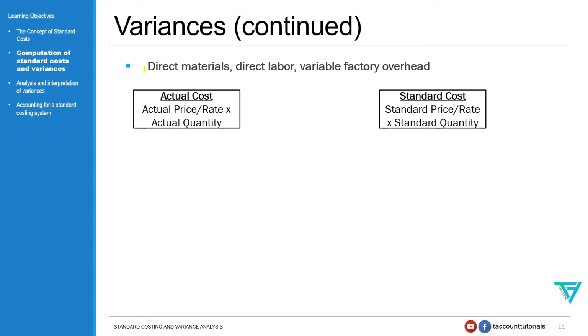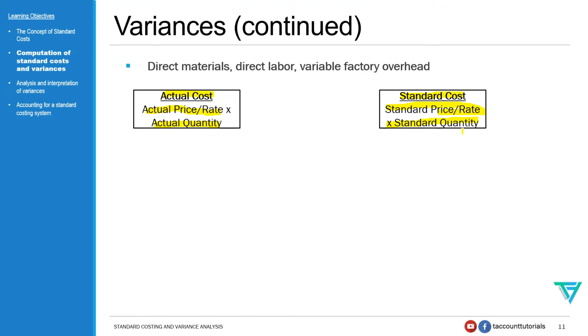So for the first group of variances, we can plot here on the left side actual cost, which is computed as actual price or rate multiplied by actual quantity. And then on the right side, we can have standard cost, which is the standard price or the standard rate multiplied by the standard quantity. Okay, so when we say standard quantity, this is the standard quantity of input allowed for actual production. Okay, so just remember that.